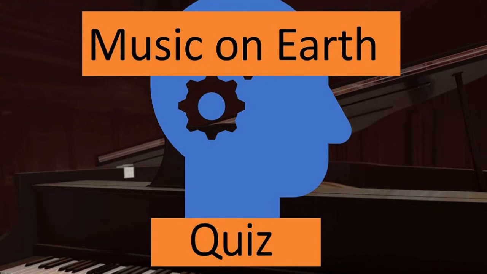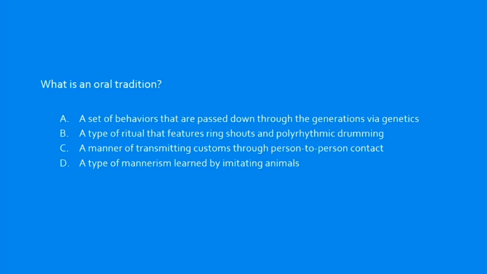In this video, I'll go through the quiz material for Lecture 1, Music on Earth. What is an oral tradition? Is it A, a set of behaviors that are passed down through the generations via genetics? Is it B, a type of ritual that features ring shouts and polyrhythmic drumming? C, a manner of transmitting customs through person-to-person contact? Or D, a type of mannerism learned by imitating animals?